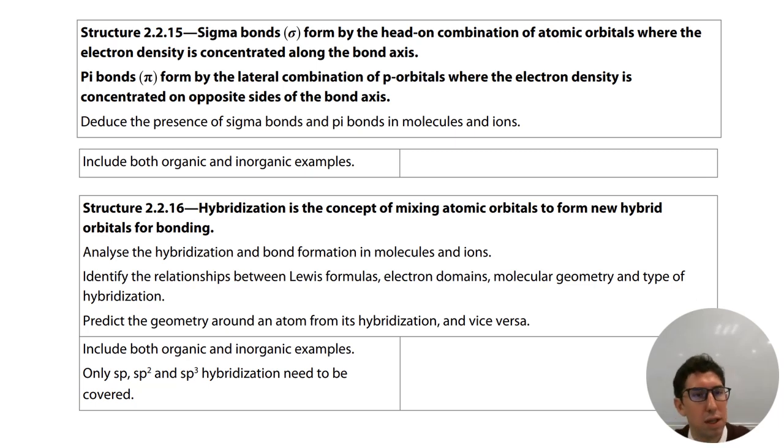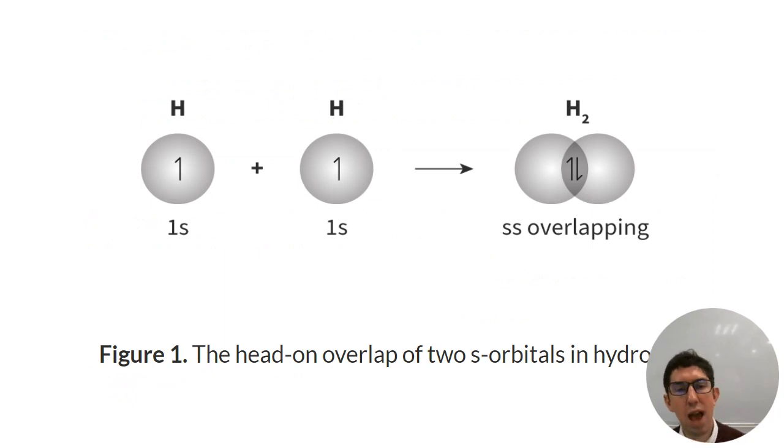So this lesson's on sigma bonds, pi bonds, and hybridization. When you have two hydrogen atoms, you have their electrons in their s orbitals, they each have one electron, and when those two orbitals overlap, they can share those electrons, giving them both full outer shells. Both orbitals are filled with now two electrons. The electrons are shared between the two atoms, and you have a covalent bond.